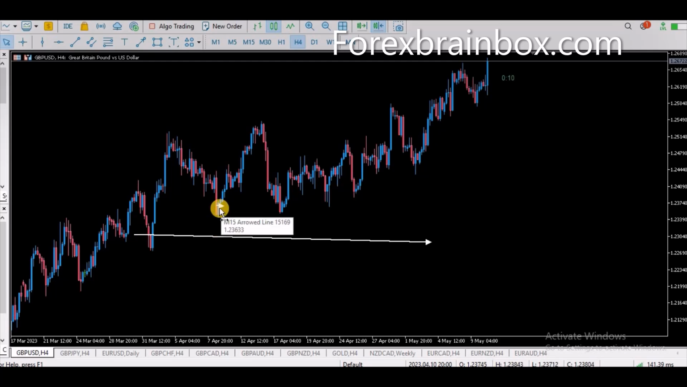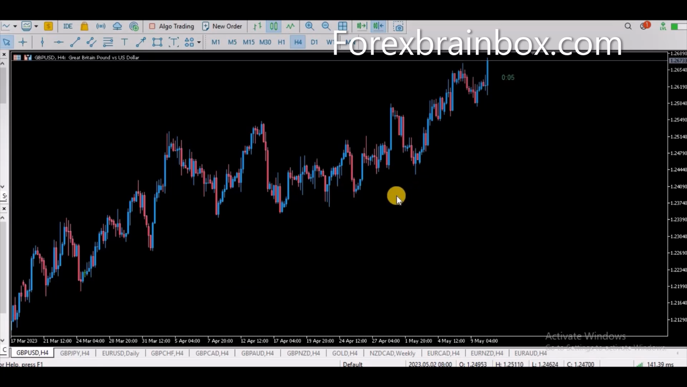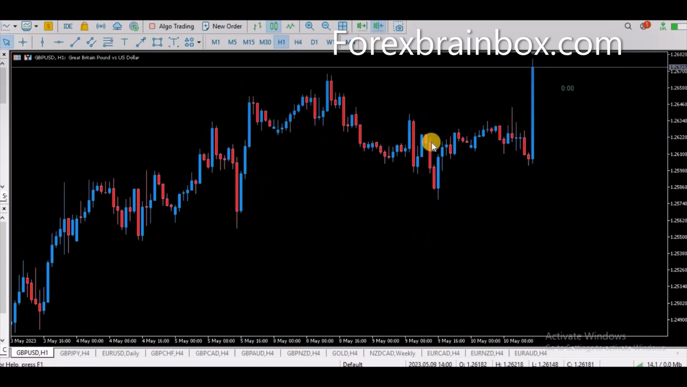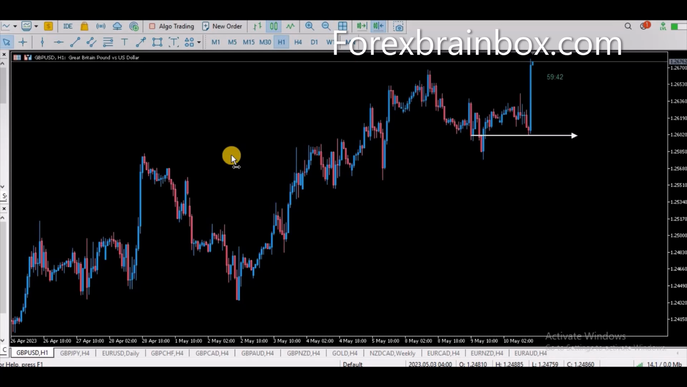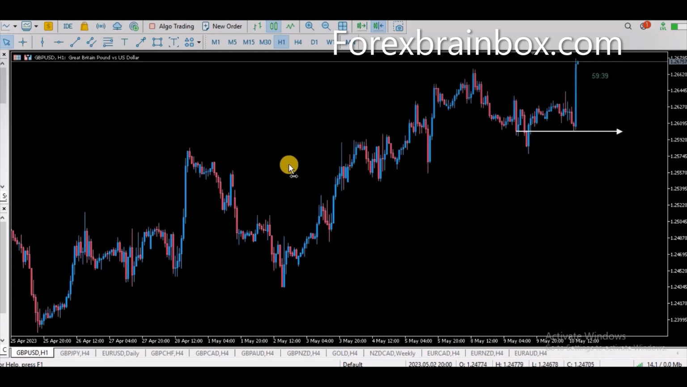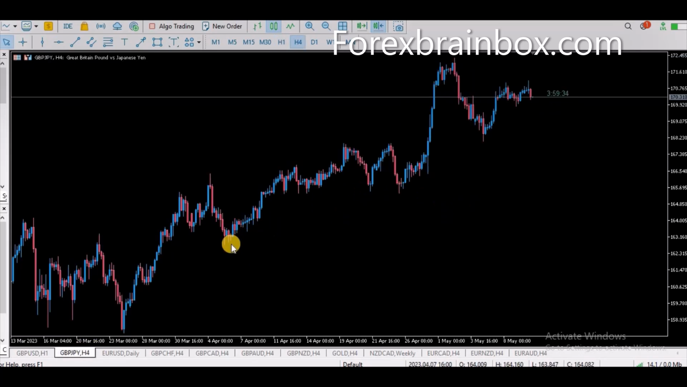Let's see if we can find another order block explanation. Okay, there's one order block here on the 1 hour. I can spot it. We see an order block here. But this is clearly the news that's pushing the market up. So guys, I hope you understand this. Let's go to another pair. Okay, GBP-JPY. Let's see.